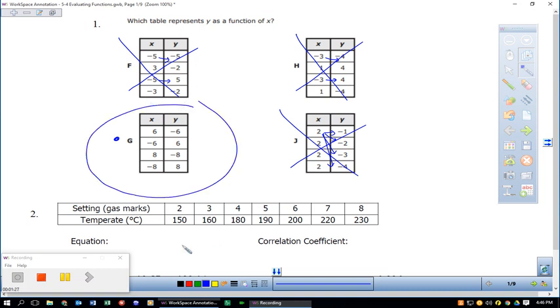Now, number 2, you're going to have to do this one on your own. If you're watching this at home, pause the video and try it, or in class, pause it and try it. Seriously, do that.